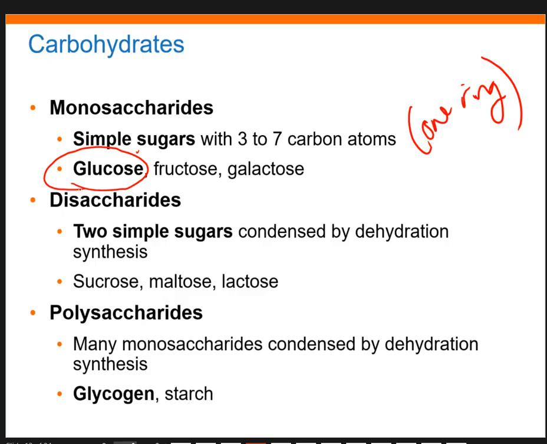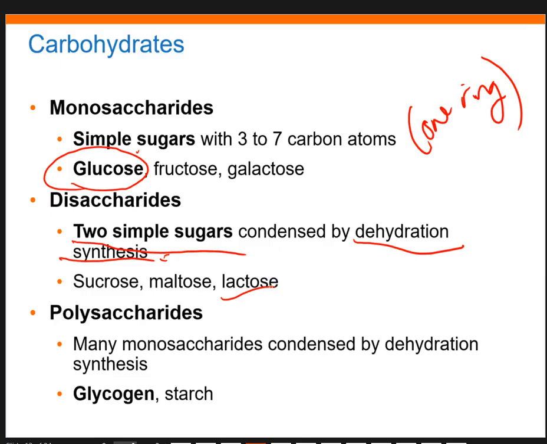Disaccharides are a little bit bigger. That's when we have 2 simple sugars, or 2 sugar rings, and they get linked together, condensed, by a dehydration synthesis reaction. Remember, dehydration synthesis is a chemical reaction where we remove water and we form a bond. So we had 2 sugars that were separate, we performed dehydration synthesis, and we link them together to have one sugar, one disaccharide. Examples include sucrose, maltose, lactose, that's what's in your milk.